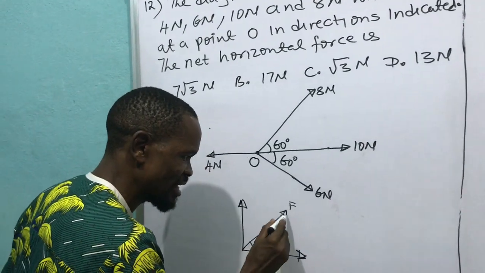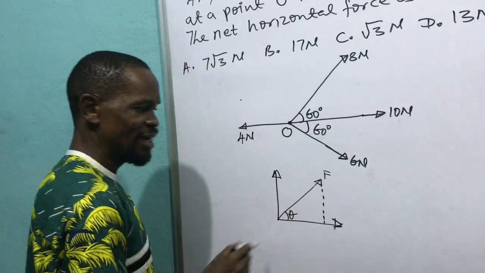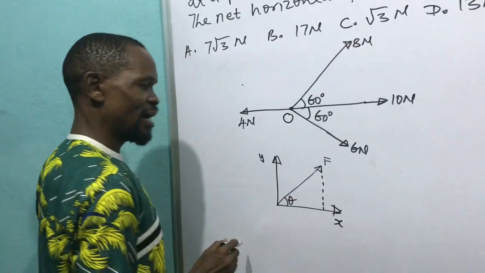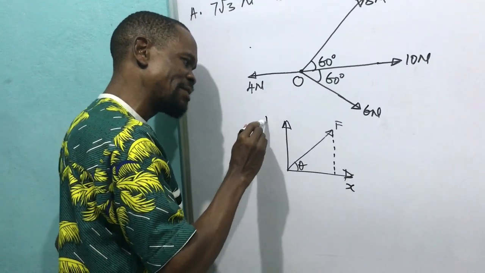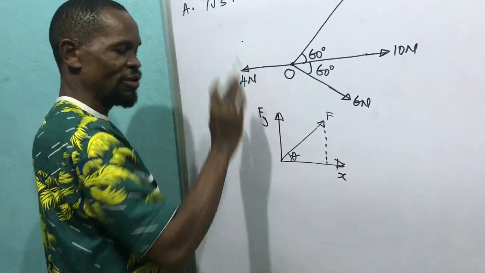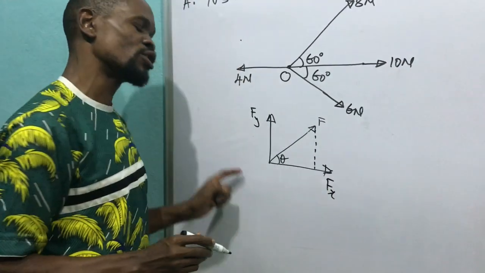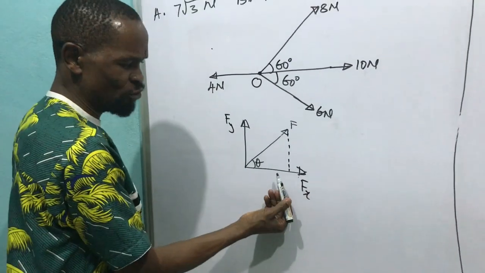Assuming that I have this now, if I resolve this, the vertical we call y, and the horizontal we call x. I get what I'm saying, yeah? Then I can indicate it by saying the force of y, that's the vertical force, and the force of x, meaning the horizontal force.